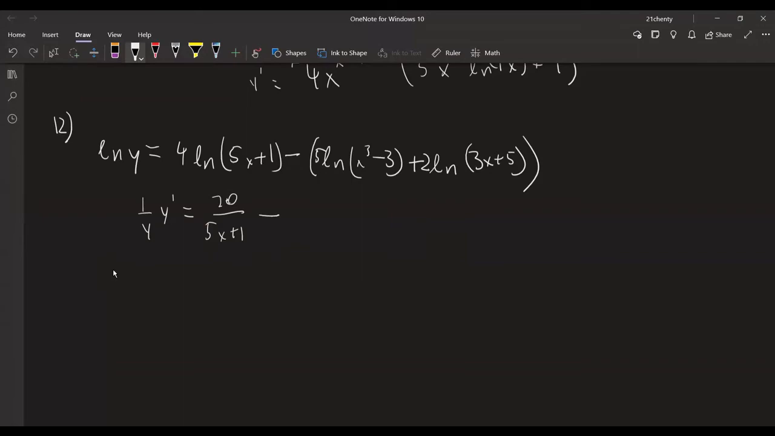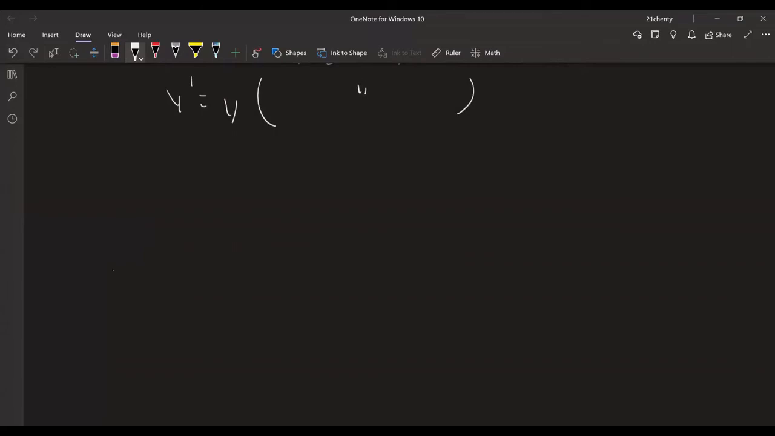minus x cubed minus 3, and then chain ruling it, you get 3x squared, and then times 5, so 15x squared. And then lastly, we get this on the bottom, and then again chain rule, so we get 6 on top. And we just multiply y times, and then just bring this down. So that is the same pretty much.